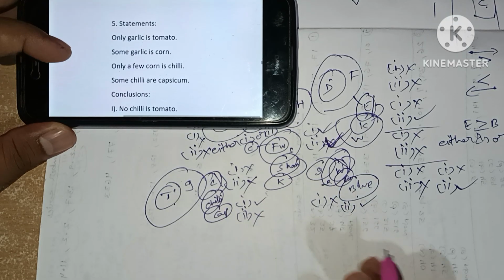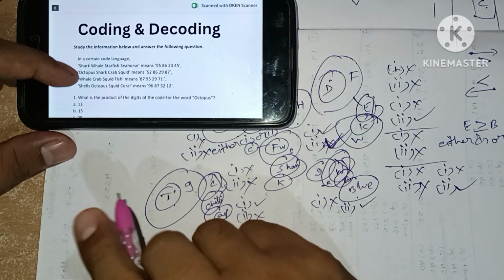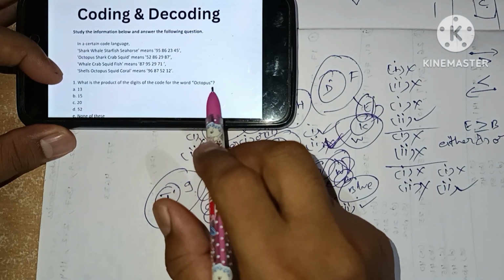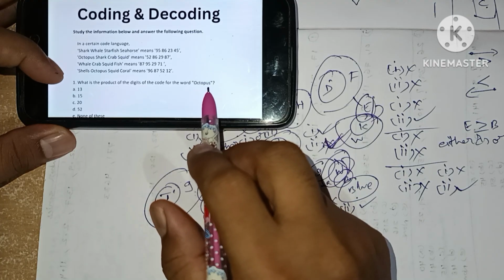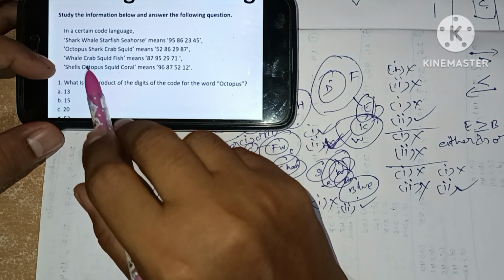So we have completed 5 questions. Next we are going to see coding decoding. What is the product of the digits of the code for the word octopus? We need to find the code for octopus. Here we see octopus. Here also octopus.